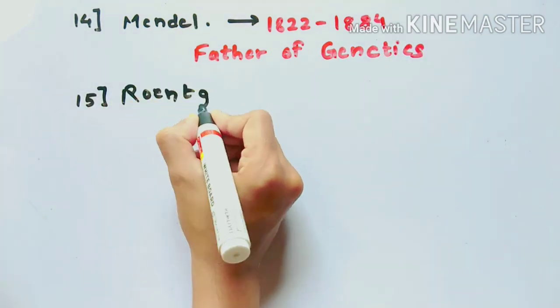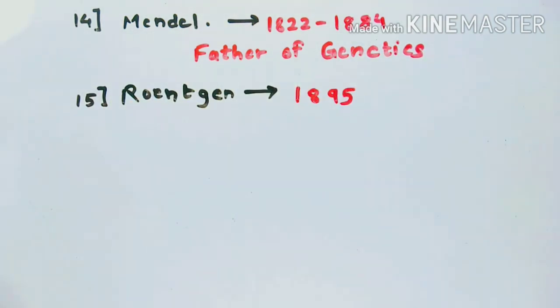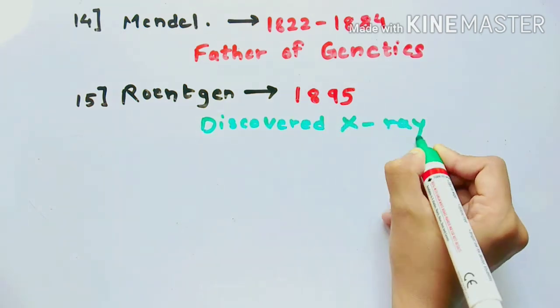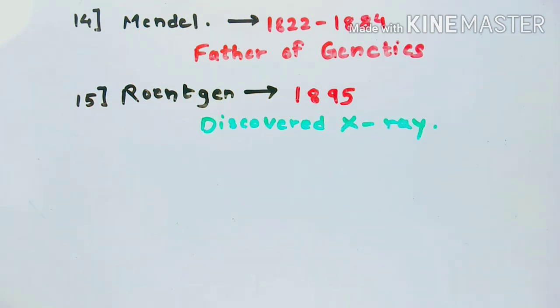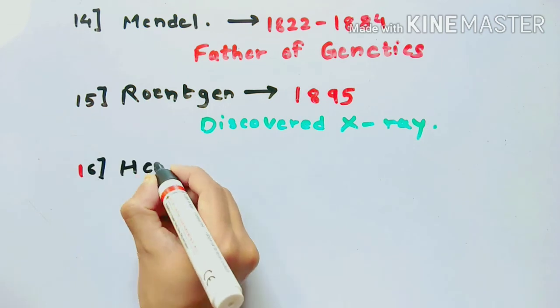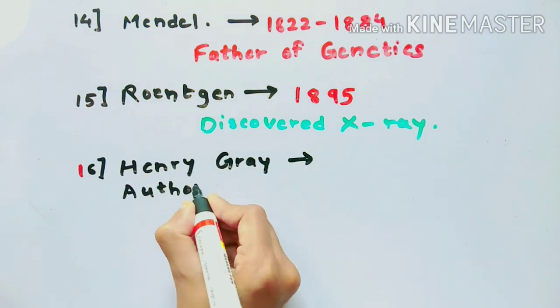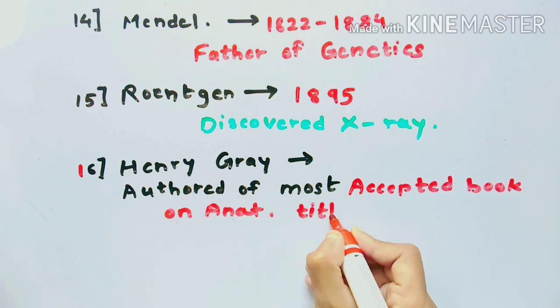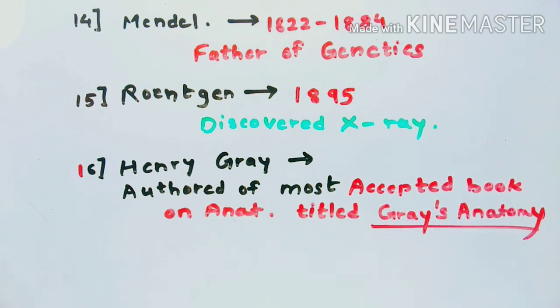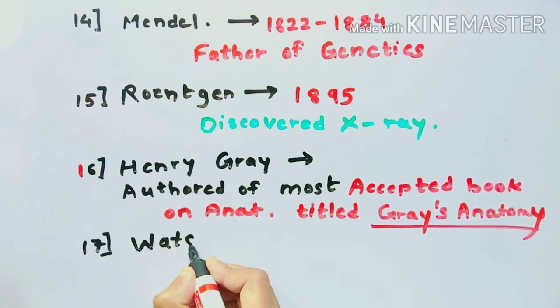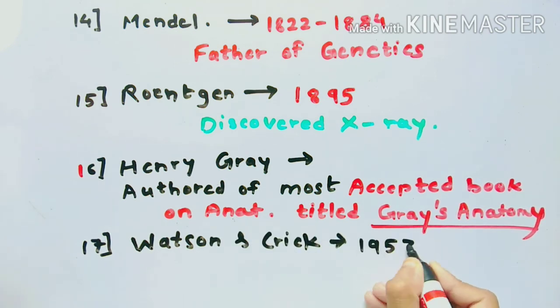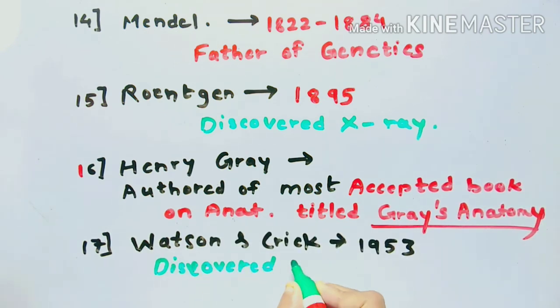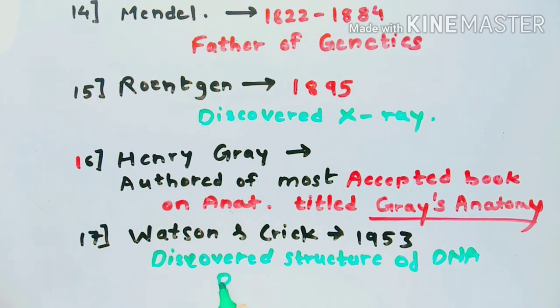Next is Roentgen, who discovered X-rays accidentally while performing a cathode ray experiment. Then there is Henry Gray. You all know him. He is the famous writer of the most famous book for anatomy, that is Gray's Anatomy. The next are Watson and Crick. They are the ones who discovered the structure of DNA.